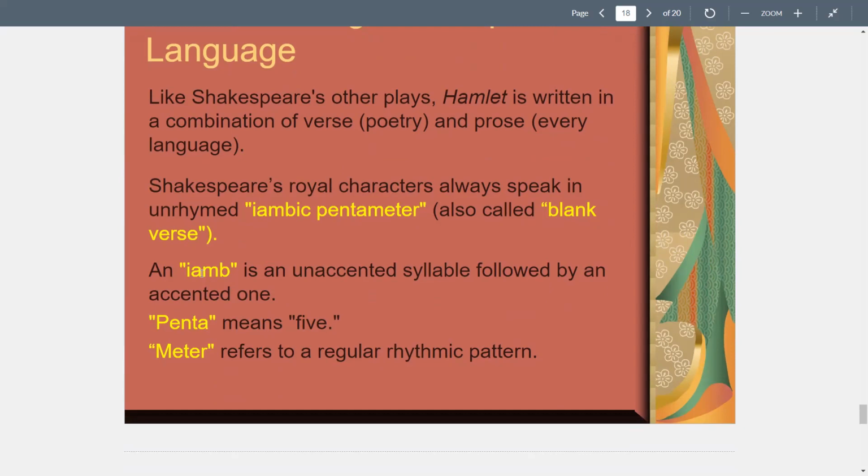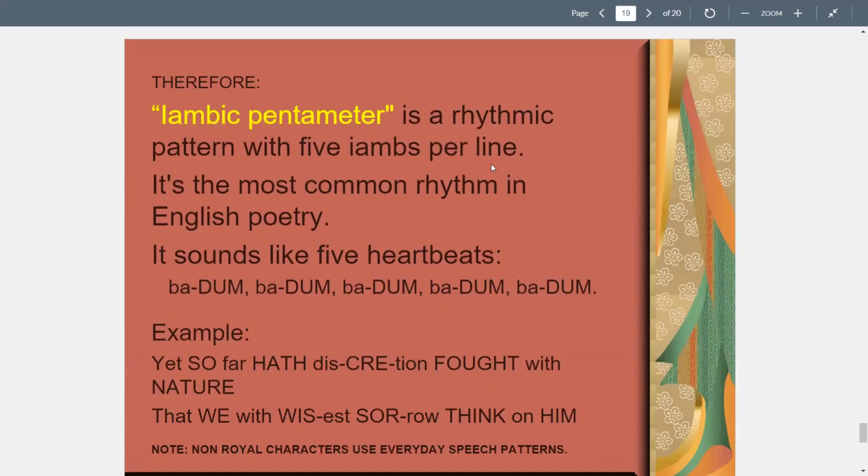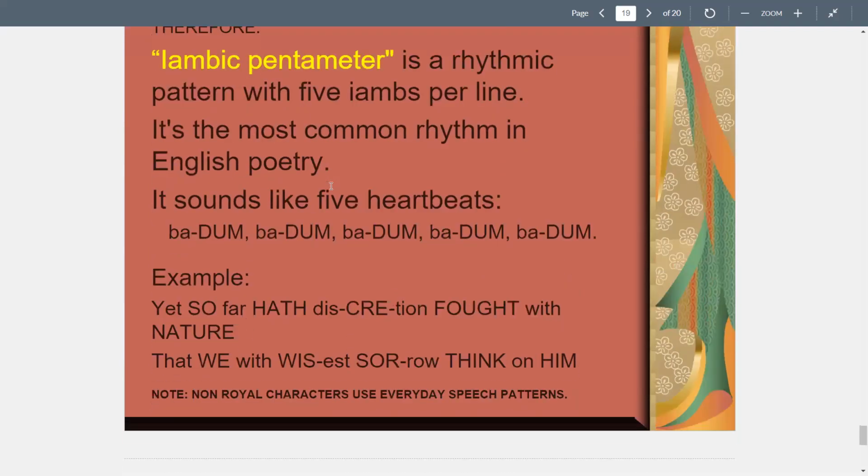So each foot is basically an iamb, and so there are 5 iambs, 10 syllables per line. So again, 5 iambs per line, 10 syllables. It's the most common rhythm in English poetry. It sounds like 5 heartbeats.